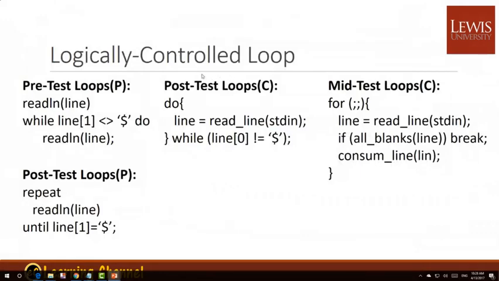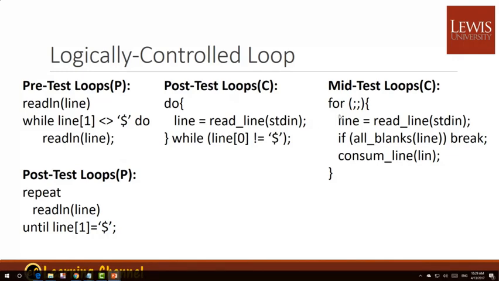Logic control loop. We have the index control loop, and then we also have the logic control loop. Logic control loops usually refer to the while loop or the do while loop. And some languages have the repeat until loop. Right here we put a P. P means Pascal style. And here we put C. C means C style.